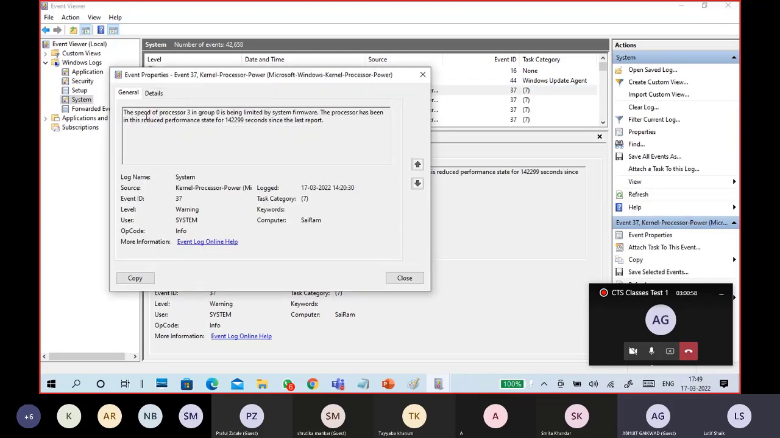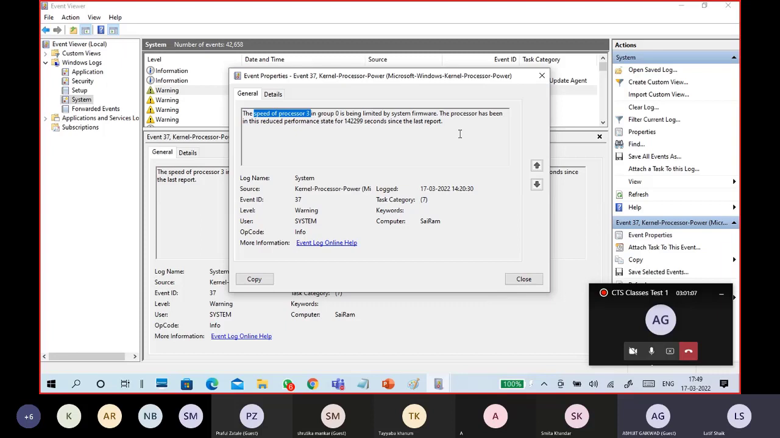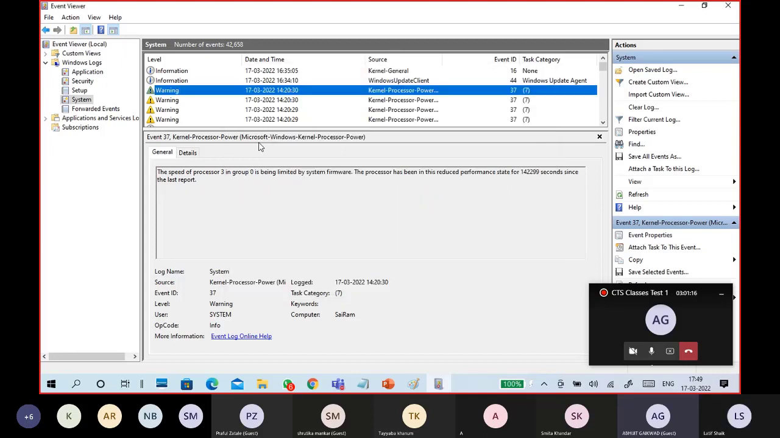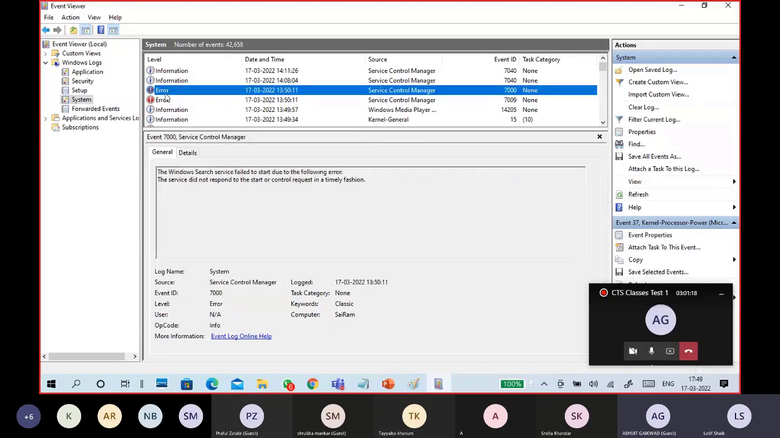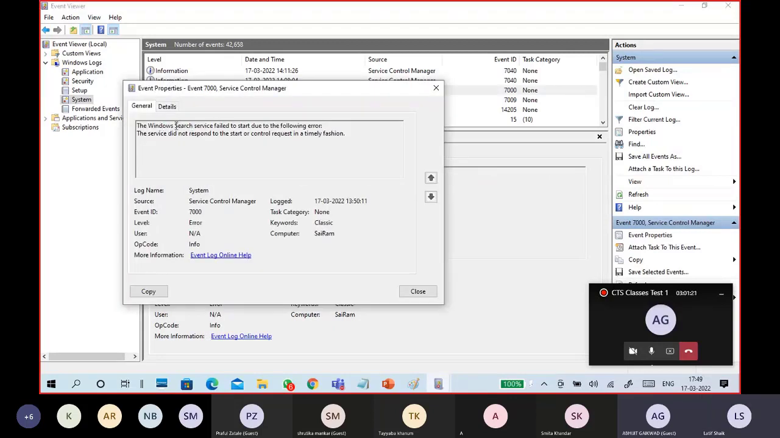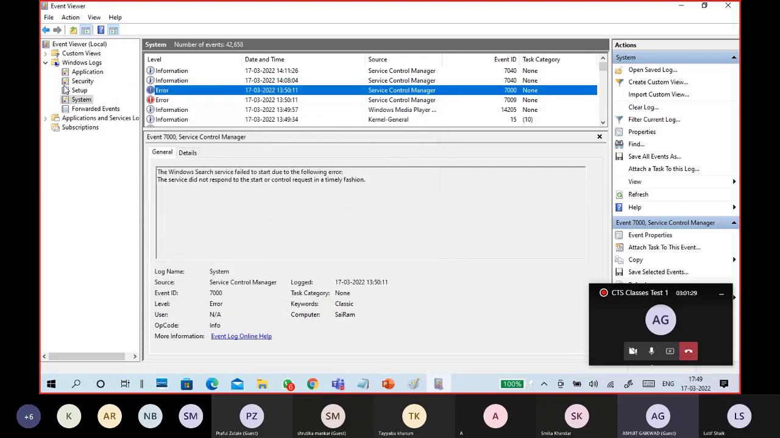You can see the warning: the speed of processor 1 in group 0 is being limited by system firmware. The processor has been in a reduced performance state for 1421 seconds since the last report. There are some other errors too: Windows Search service failed to start due to the following error, the service did not respond to the start or control request in a timely fashion.